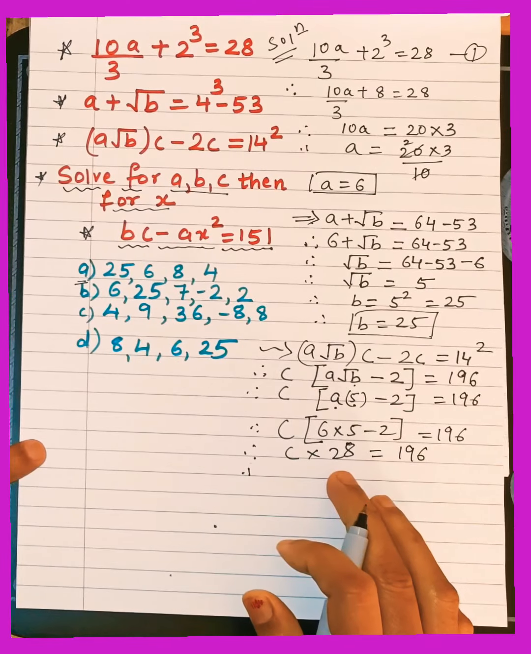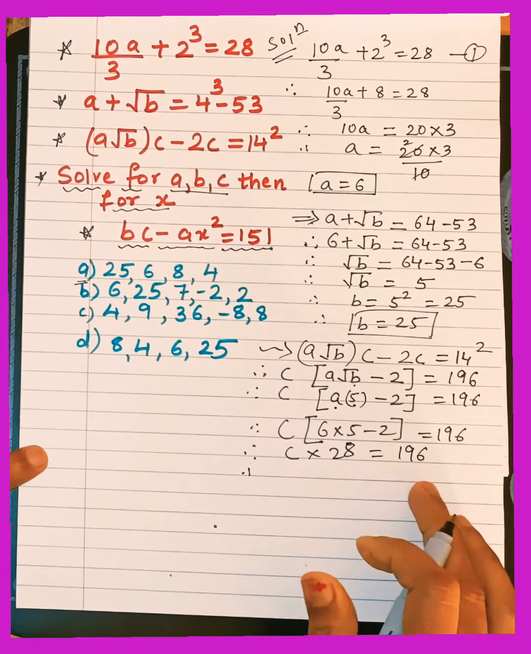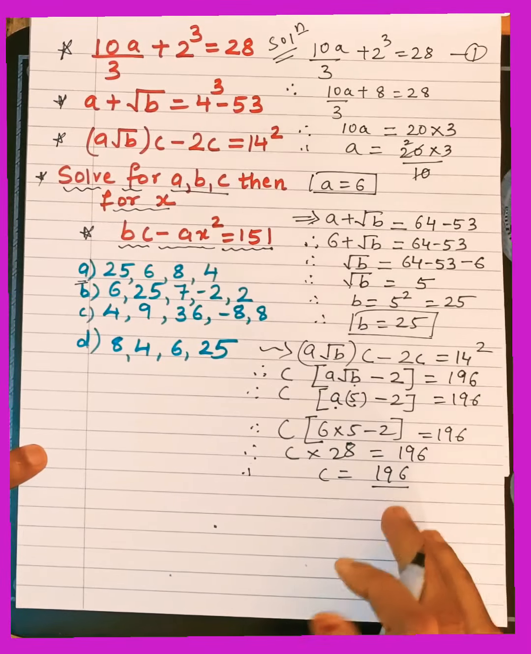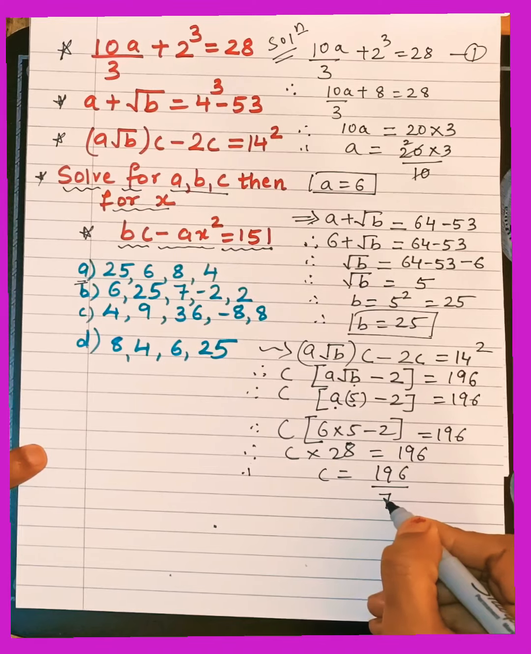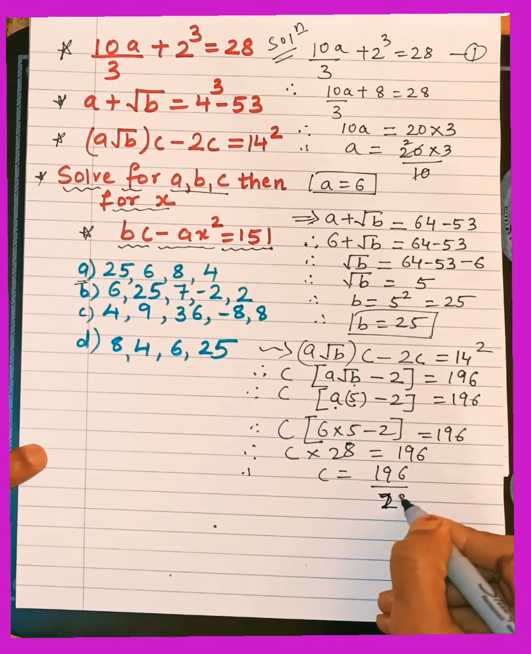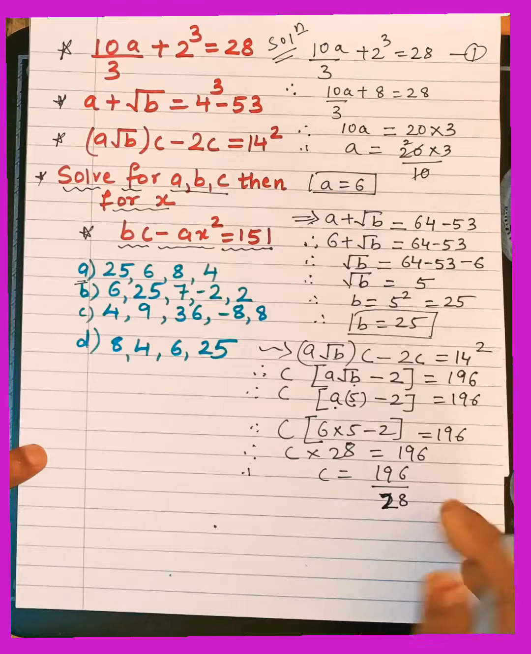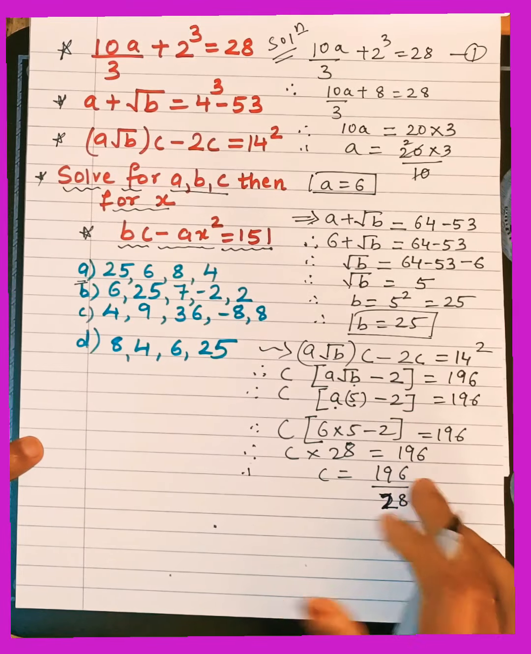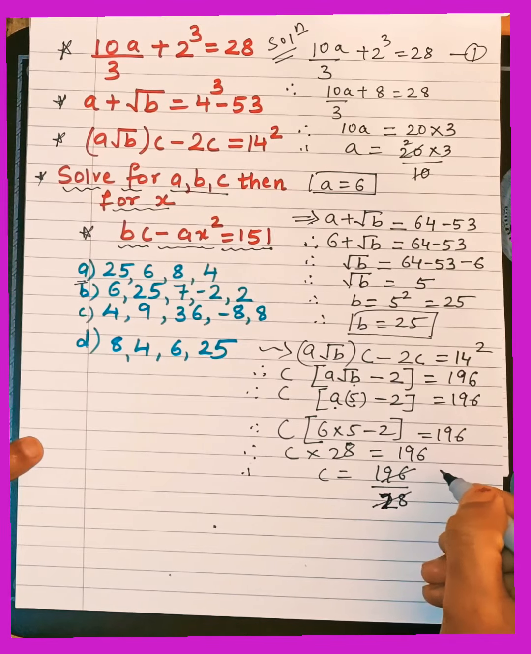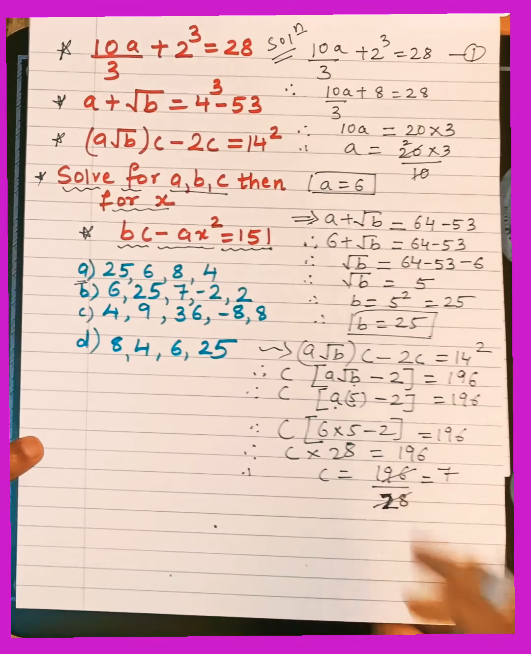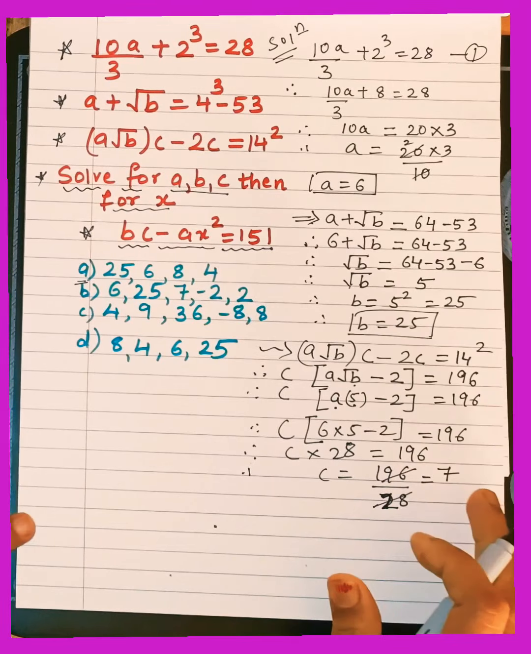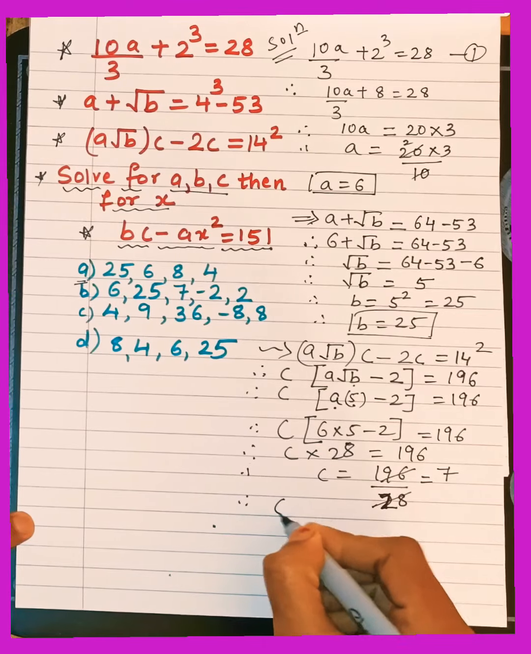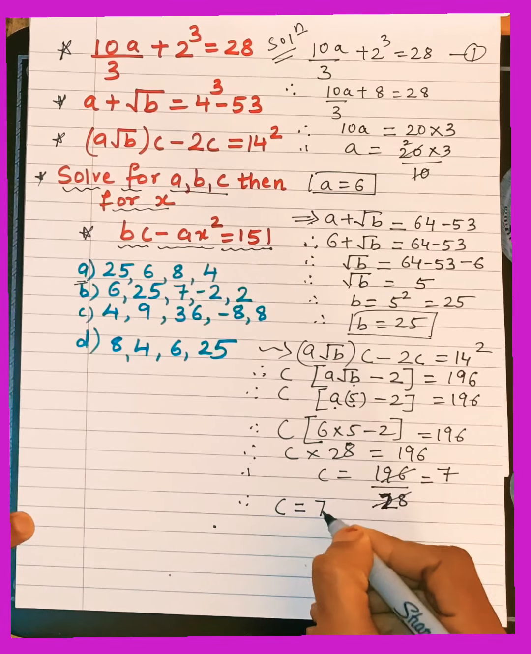Now this 28 is in multiplication, so we can shift it to the denominator on the other side and divide. So 196 upon 28. If you do cancellations, 28 sevens are 196. So after doing cancellations, we get 7. So the value of variable c is 7.